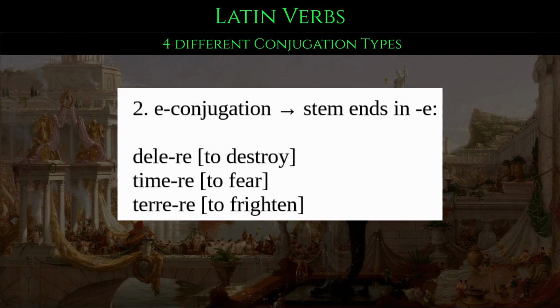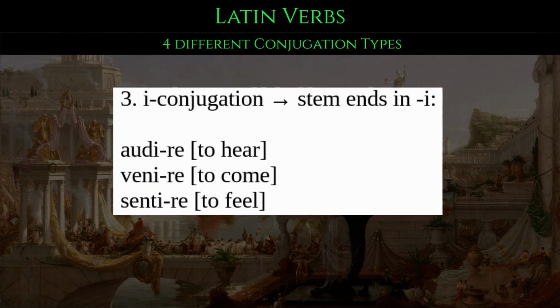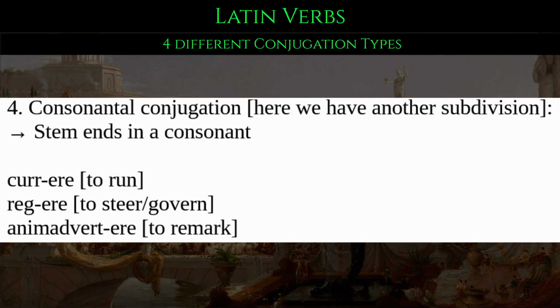Then we have the E conjugation, similar reasoning. Delere, temere, terere. Then I conjugation, audire, venire, sentire. And then we have the consonantal conjugation, and here we have actually another subdivision. First, stem ending in a consonant. For example, currere, regere, animadvertere.